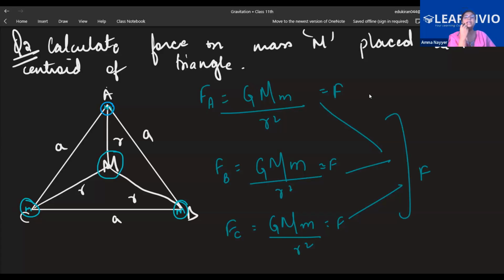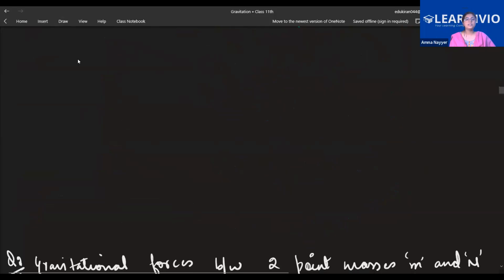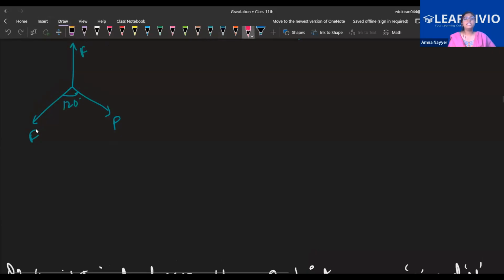Now our task is to find out the net force. How do you calculate it? It's a vector quantity, so you have to calculate the net force by using the formula. We have three forces. One force is directed here, one force is directed here, and another force is directed here. This is what we have to resolve. The angle here is 120 degrees. So we can resolve these two forces first. I'm just using the term F as a general term, so this is also F, this is also F.